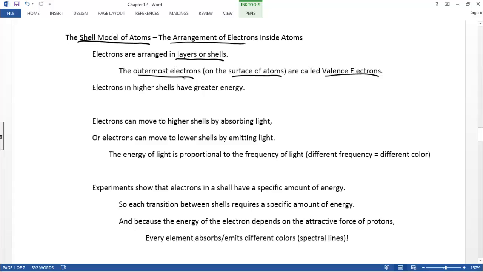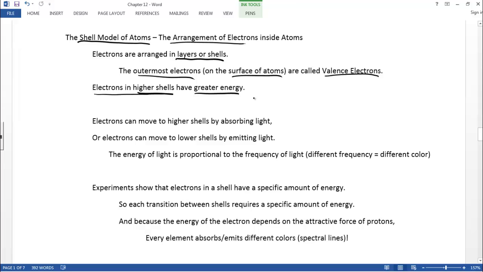And how do they get there? How do they get so far away from the center of the atom where all the protons, the positive charges, are that are attracting those electrons? Well, those outermost electrons must have a lot of energy, a lot of kinetic energy, and they sped up and flew farther away. And the slower moving electrons, ones with less energy, must be closer. So electrons in higher shells have greater energy.